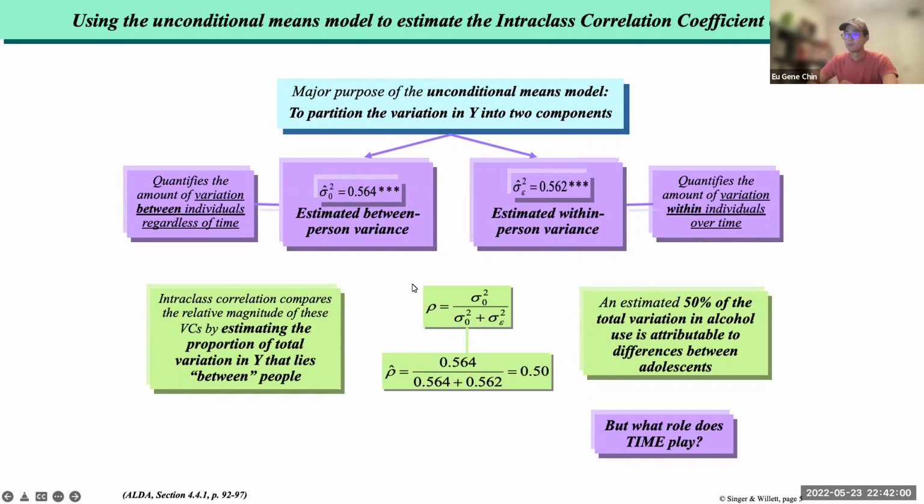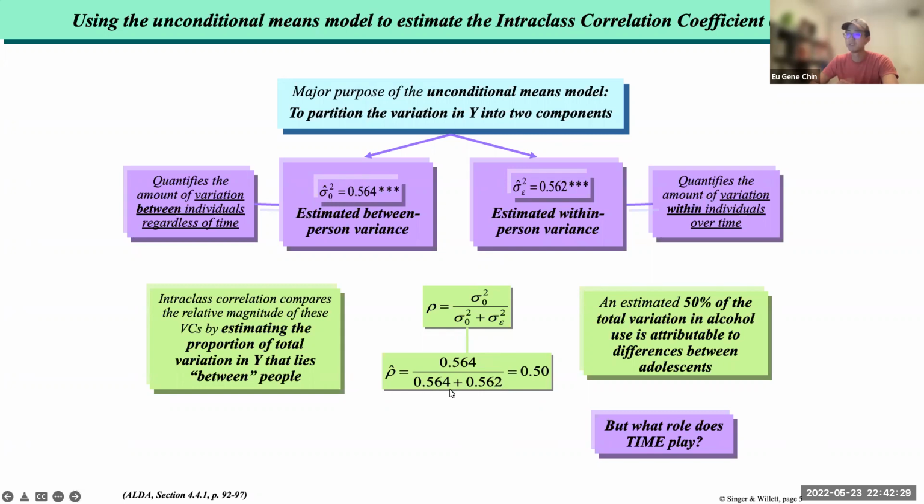What we can also do is estimate the proportion of the total variation in your outcome that lies between people and within people. In this particular example, the formula is really simple. We're just taking the estimated variance in Y that lies between people, which in this case is 0.564, divided by the estimated between person variance and the estimated within person variance.